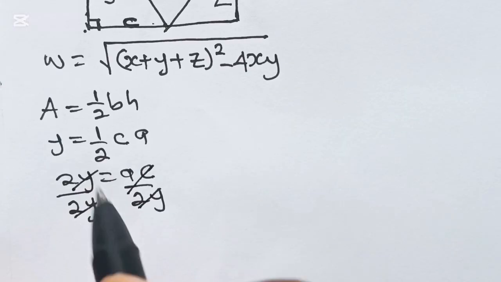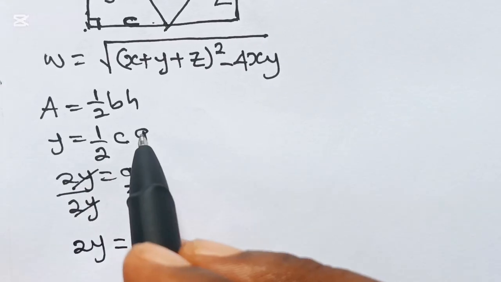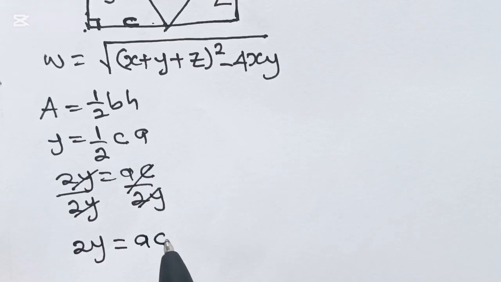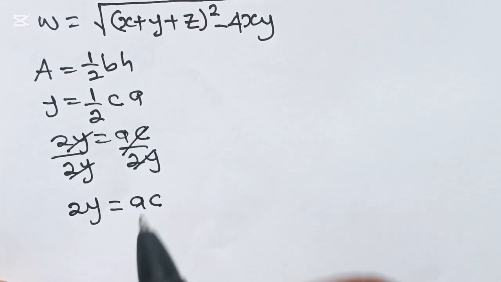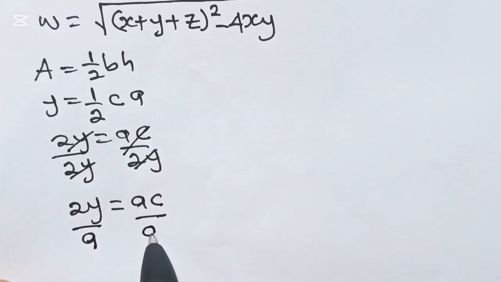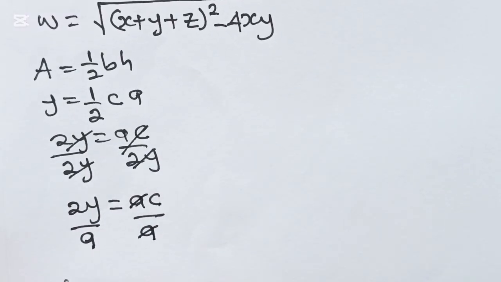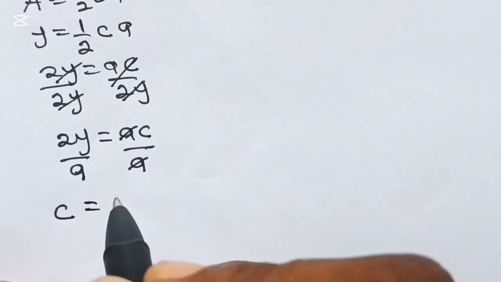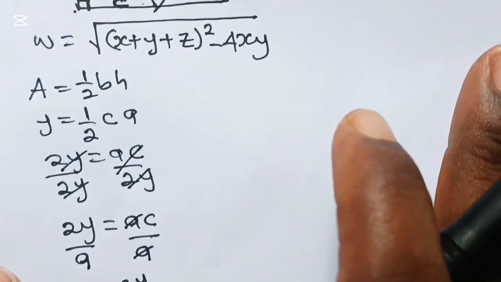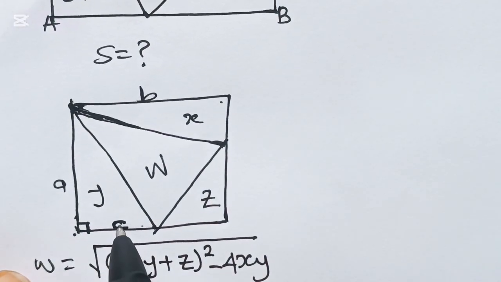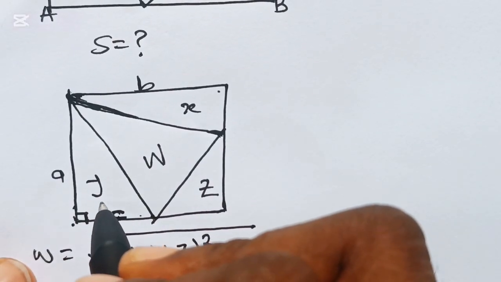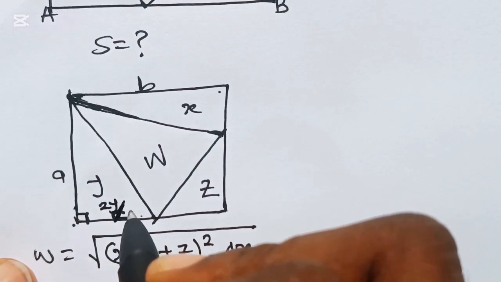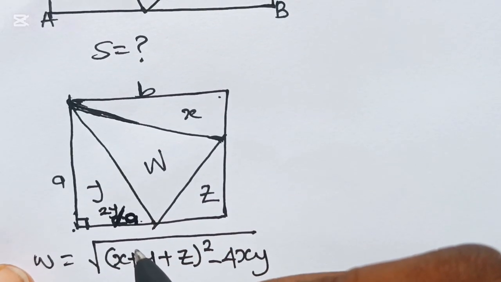So we have y times 2 is 2y is equal to a times c is ac. Since we are looking for the value of c, we are going to divide both sides by a. So this will remove this and we have that c is equal to 2y divided by a. Okay, so 2y divided by a is our c. So this part is 2y divided by a. I hope you can see that.